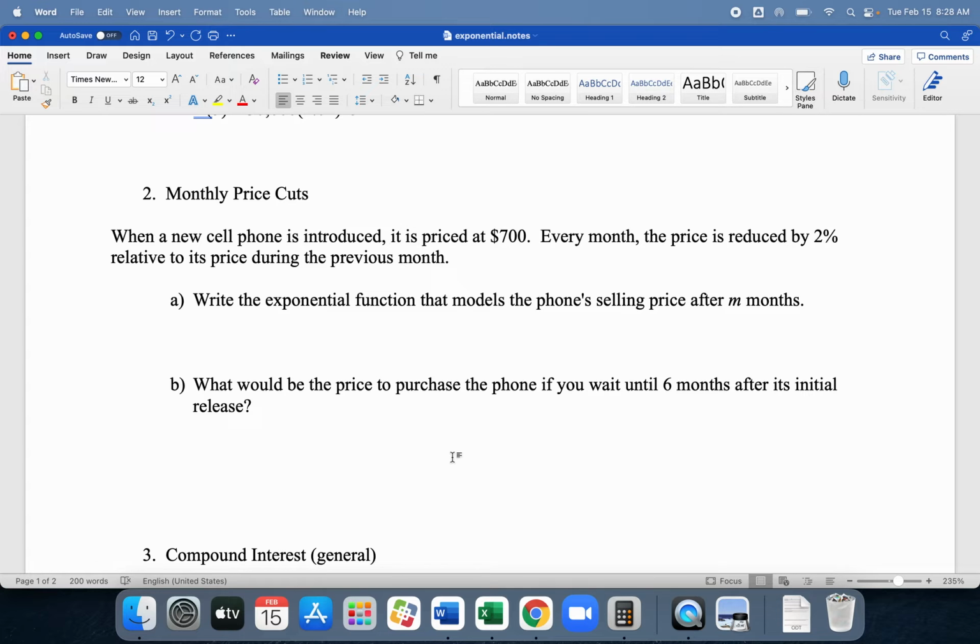So if you can write this, think about whether it's an increase or a decrease. See if you can write the function and then at least an expression. If you have a device on you, you can maybe do the computation. What's the price if you waited until 6 months after release to purchase it?